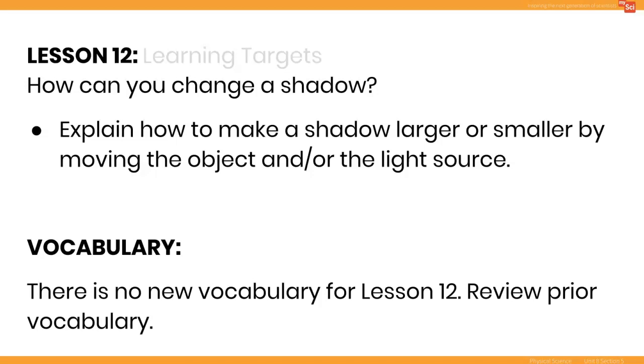By the end of this lesson, students should be able to answer the question, how can you change a shadow? They've explained how to make a shadow larger or smaller by moving the object and/or the light source. They will apply the idea of changing the size of the shadow when they're designing their shadow puppet show.